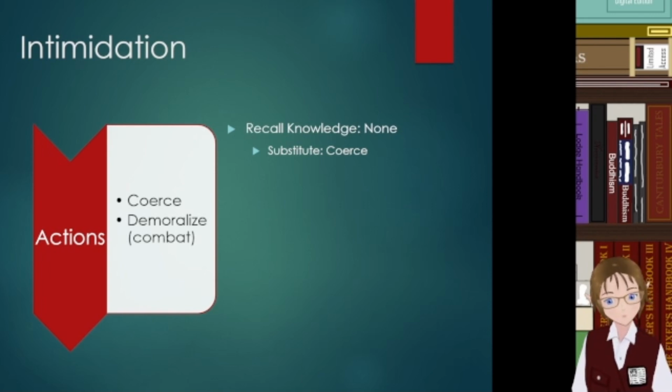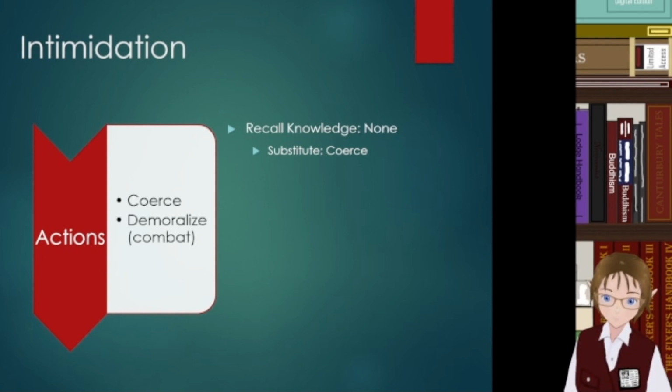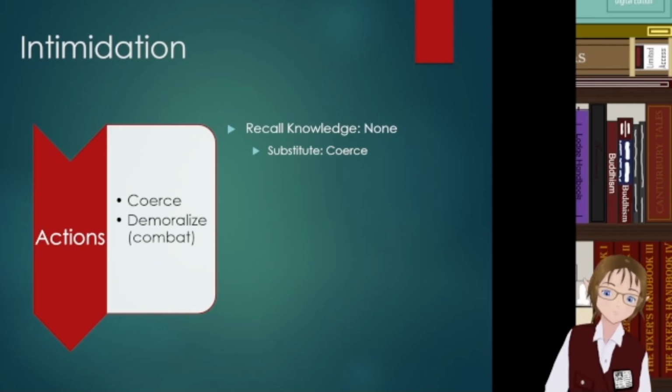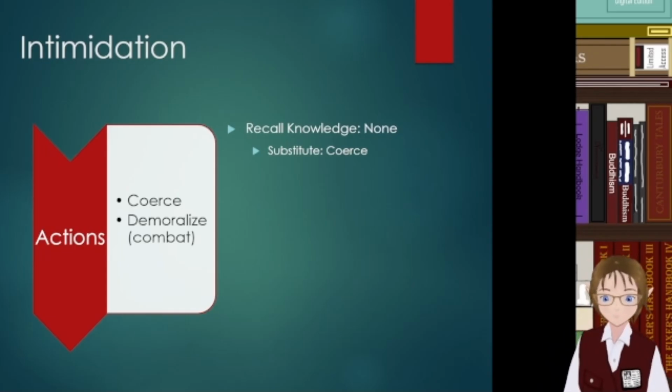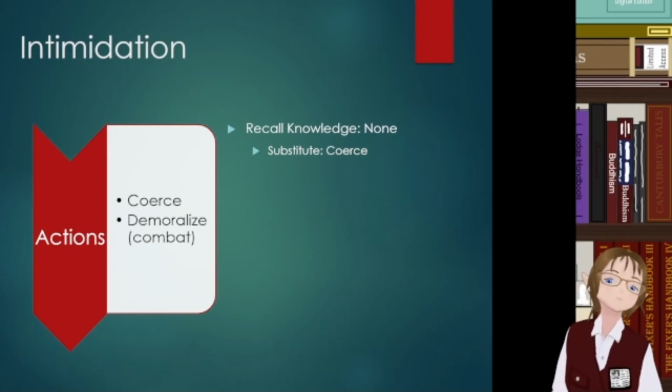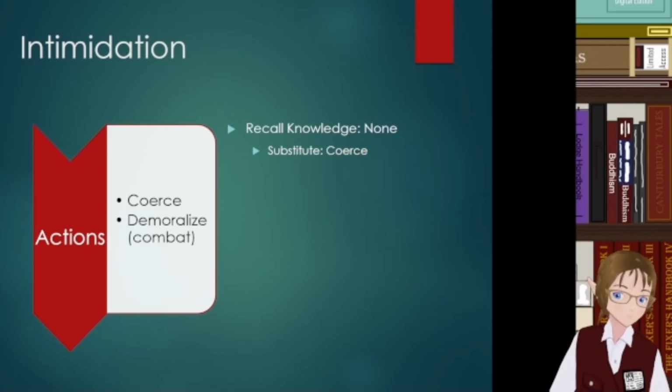Again, there is no recall knowledge potential with intimidation, but you can substitute a little bit with coerce. Like, if you know who has the information, then you can go up to them and threaten to punch them in the face if they don't tell you. Generally, this does not make people like you, though, so if you have someone with diplomacy, you might want to leave it to them.